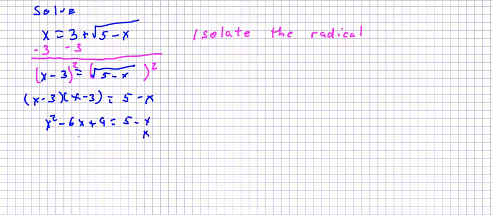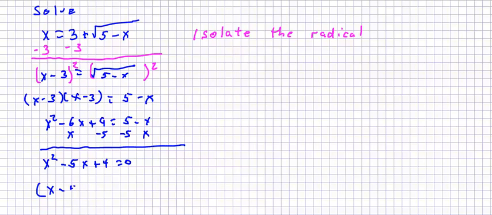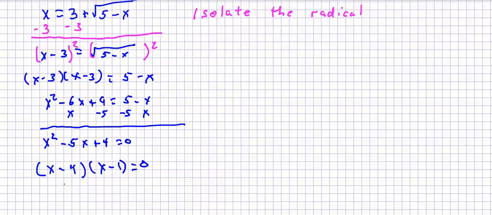All right, I'm going to add x to both sides, and I'm going to subtract 5 from both sides. So I end up with x squared minus 5x plus 4 equals 0, or x minus 4 times x minus 1 equals 0. And when we set each one of these equal to 0, x minus 4 equals 0, x minus 1 equals 0, we find that x is equal to 4 and x is equal to 1.